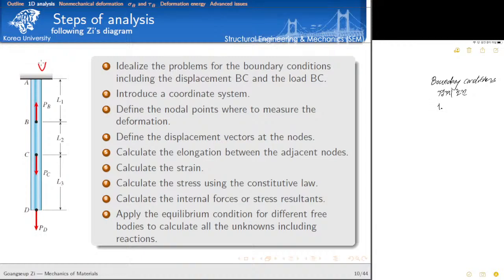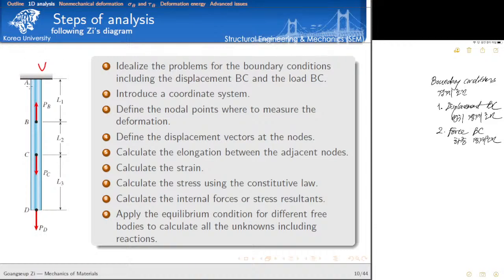So the first one is the displacement boundary condition. The second is the force boundary condition, the load boundary condition. Okay? So let's consider here.